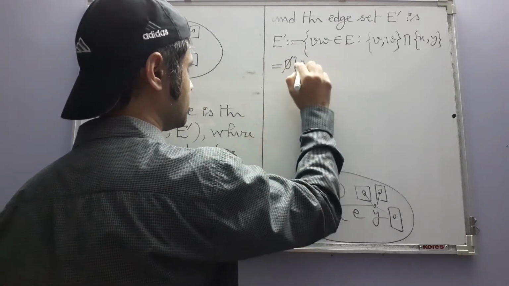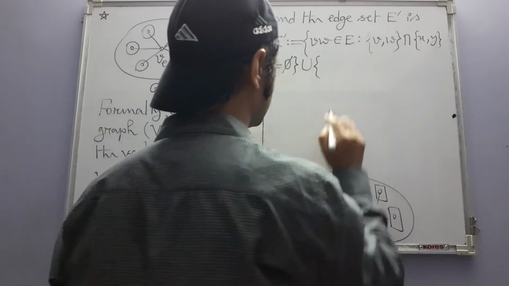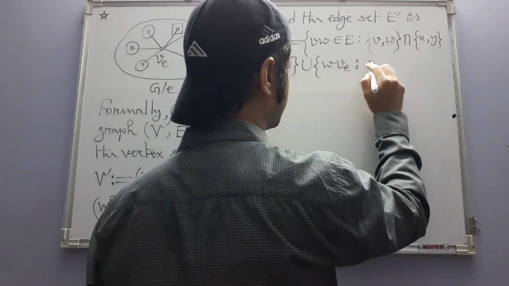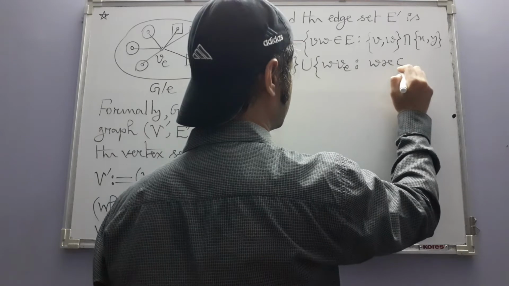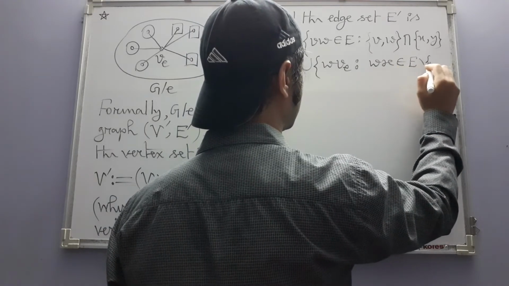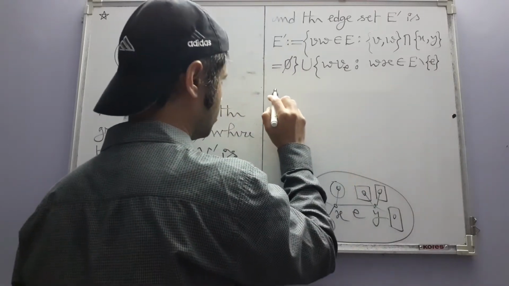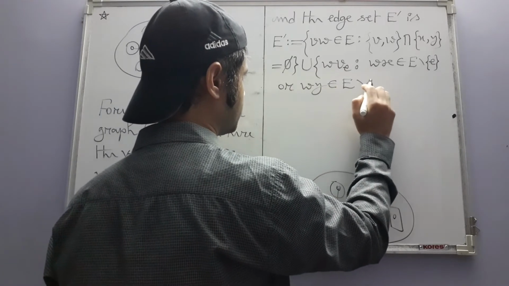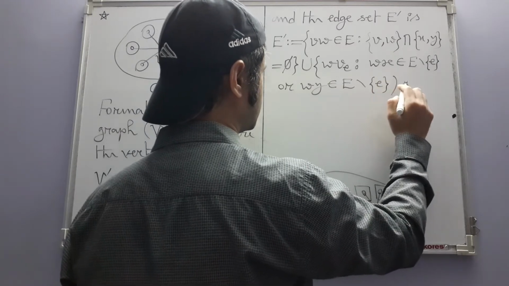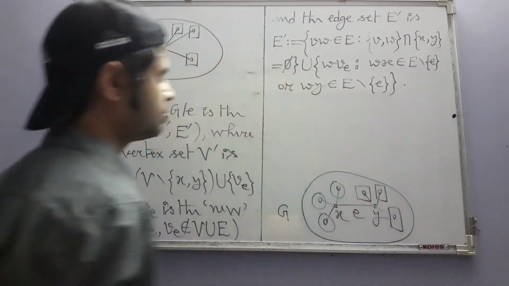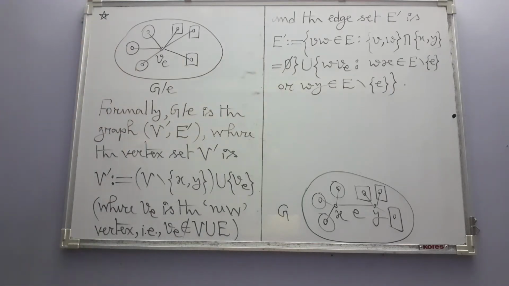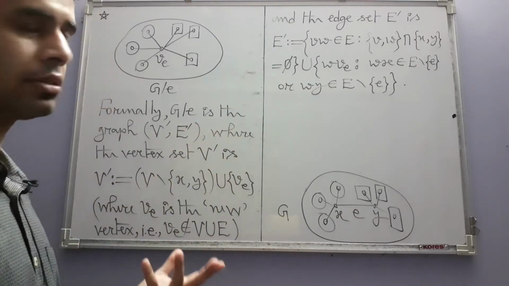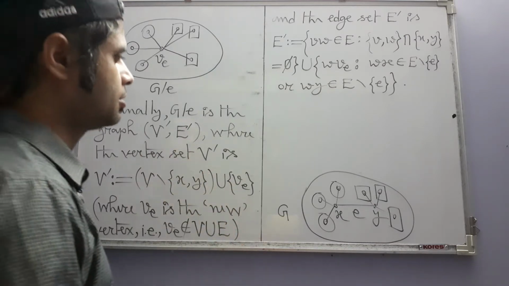This is the empty set, and it also has those edges which look like this, where wx belongs to the original edge set, or wy belongs to the original edge set. Oh, it's a set. Okay, so it's not difficult to understand why v prime is this. This is quite easy. This, however, looks quite complicated. What are these symbols? Let's see.